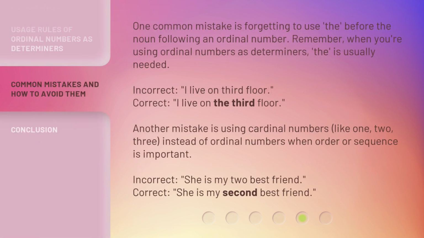One common mistake is forgetting to use the before the noun following an ordinal number. Remember, when you're using ordinal numbers as determiners, the is usually needed. Incorrect: I live on third floor. Correct: I live on the third floor. Another mistake is using cardinal numbers, like 1, 2, 3, instead of ordinal numbers when order or sequence is important. Incorrect: she is my 2 best friend. Correct: she is my second best friend.